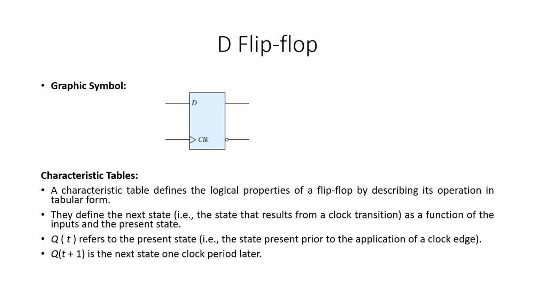This is the D flip-flop. In the D flip-flop, we have used only one input and one clock pulse. Q of t represents the present state and Q of t plus 1 is the next state.